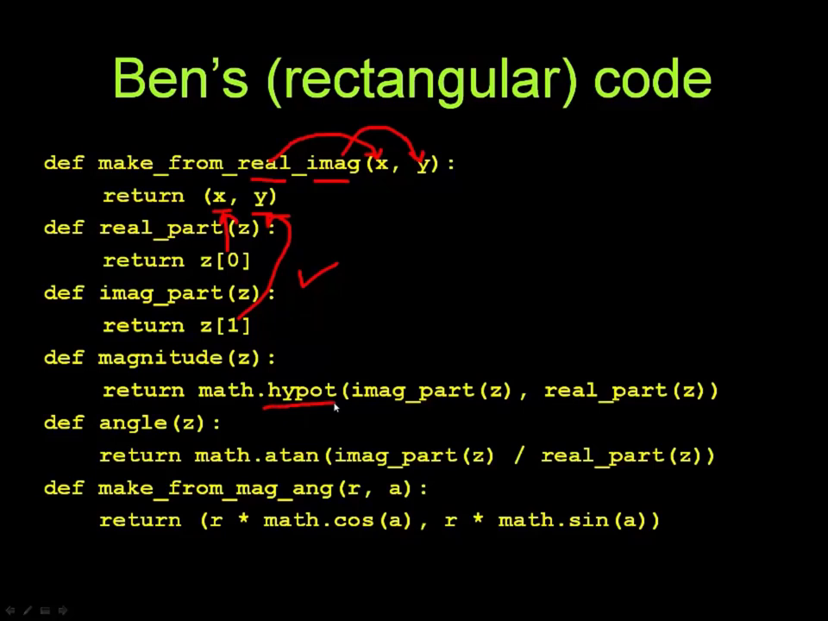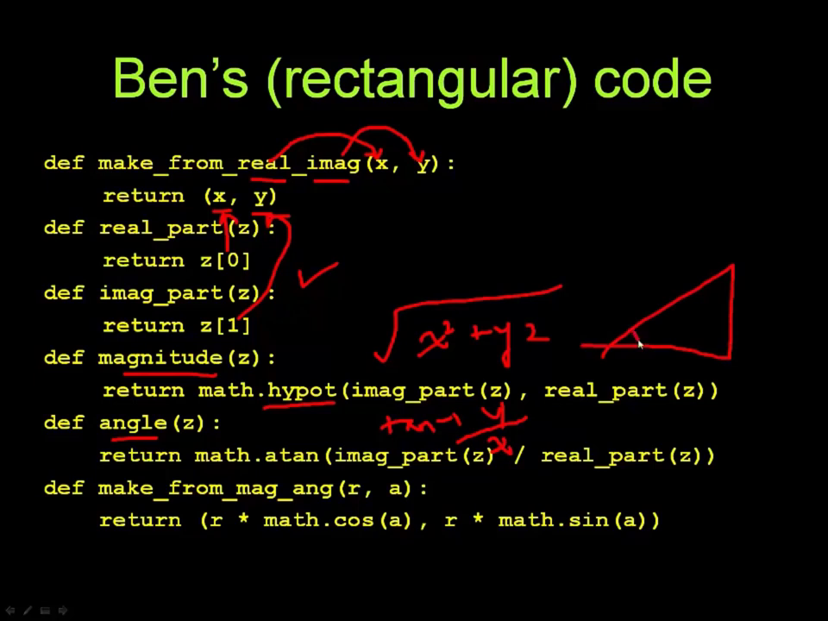And use hypotenuse to compute the magnitude. This is just the square root of x squared plus y squared, which is the definition. And the angle is the arctangent of y over x. So this is just the angle, because if you have this rectangle, and this is y, this is x, then this is the arctangent. If you want to make the imaginary number from magnitude and angle, you just have to know that x is r cos theta and y is r sin theta.